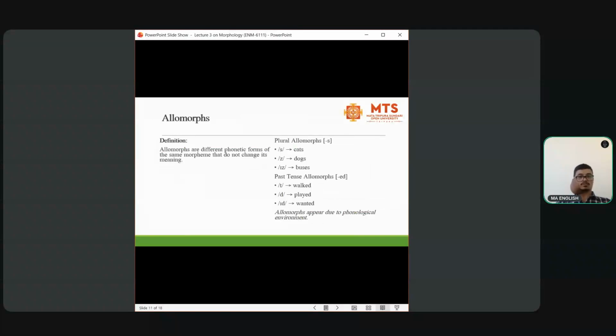So next is allomorphs. Well, what is this? This is quite interesting because these are actually different variants of the same morpheme that do not change its meaning. Like the plural marker -s. This has three pronunciation variants. Look at an example here: cat.